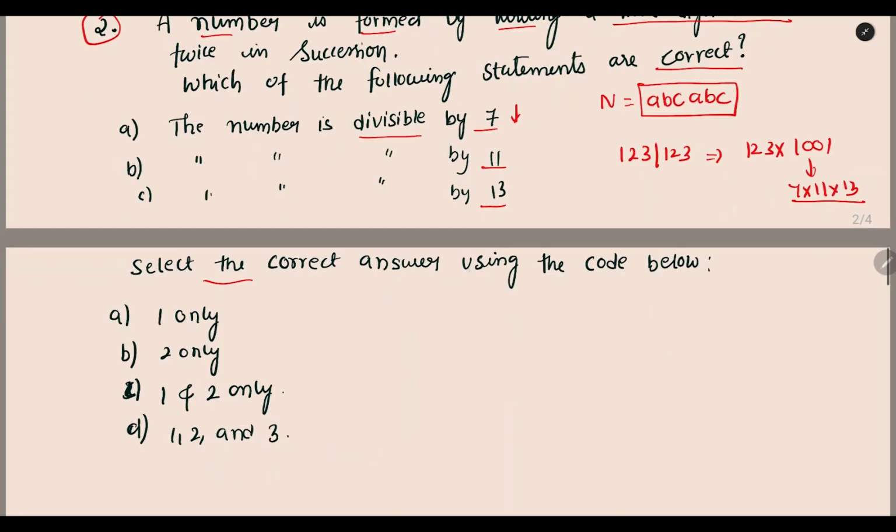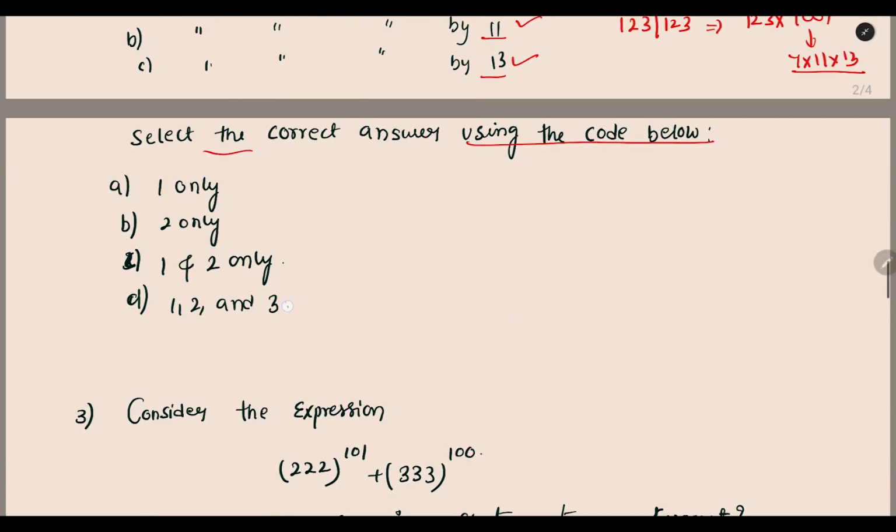So select the correct answer using the below code. It is divisible by 7, it's absolutely correct, and it is divisible by 11, it is also correct, and it is divisible by 13. I hope you are getting the things clearly. In the same way, the answer is 1, 2 and 3.